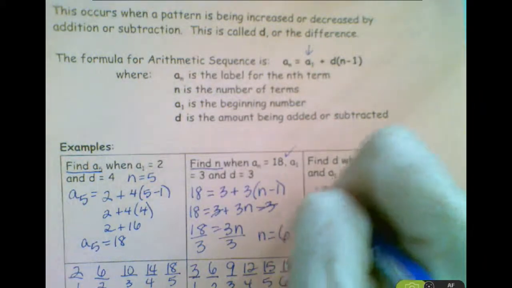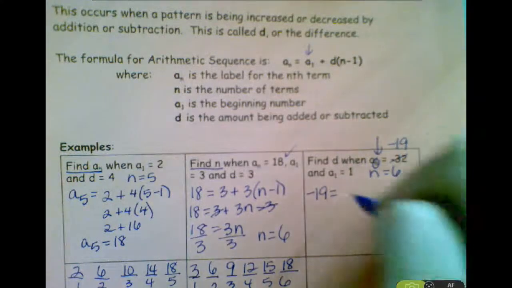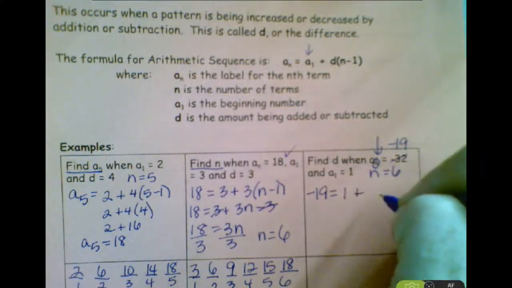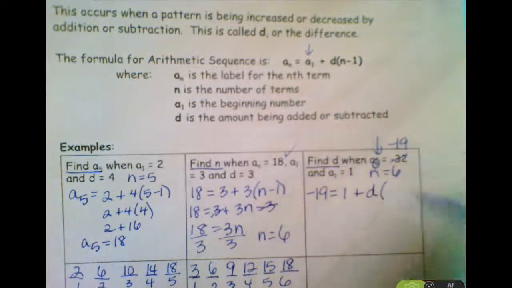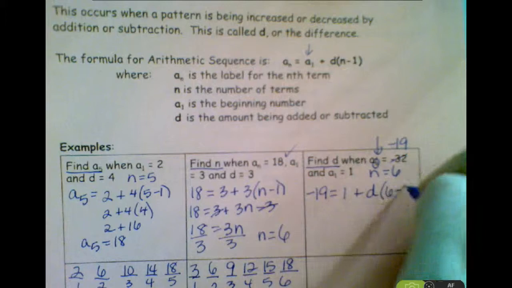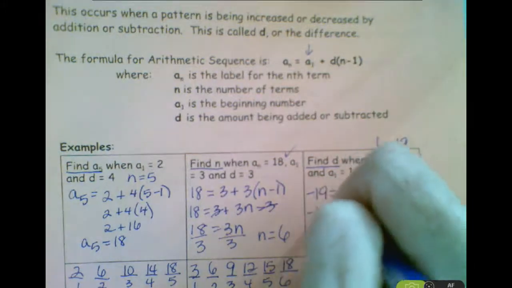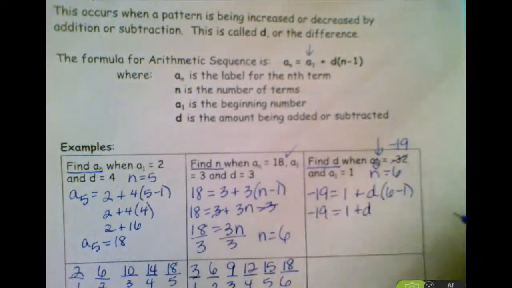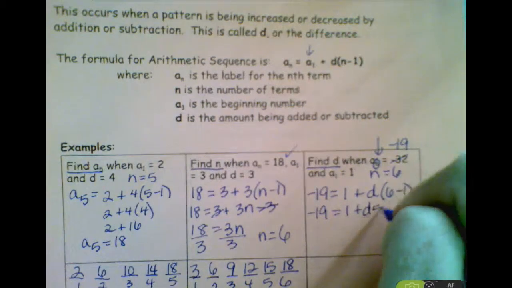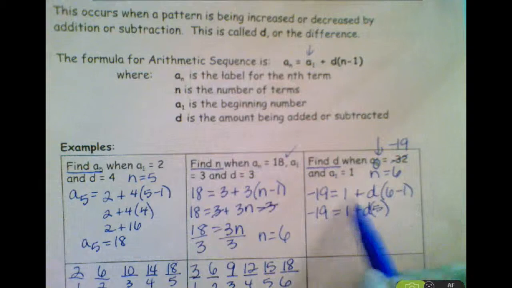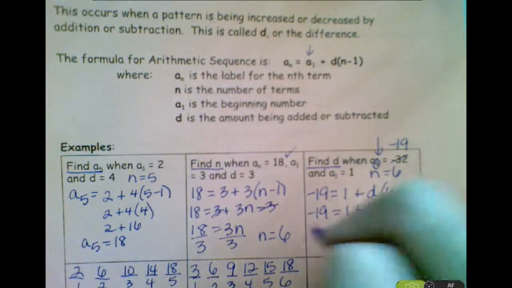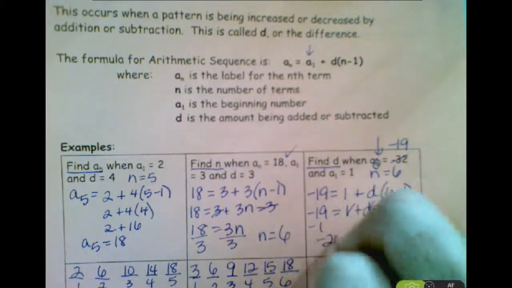Yes, negative 19 equals, what's your A1? 1 plus, do you know your difference? No, that's what we're looking for, right? Find D. D times, what's your n value? 6 minus 1. Good. So we have negative 19 equals 1 plus D times 6 minus 1, which is 5. How do I solve that? You distribute. So D times 5 is just 5D, right? What do I need to move? The 1. How am I going to move it? Subtract 1. Good. So negative 20 equals 5D.